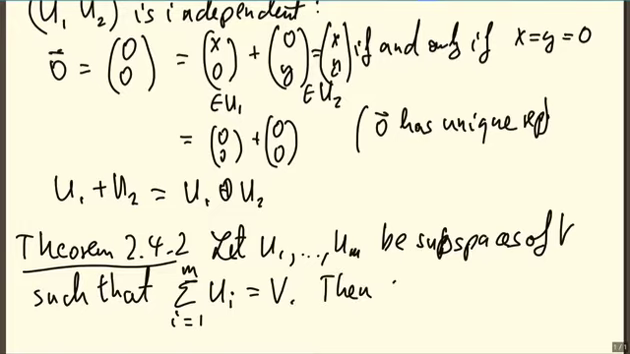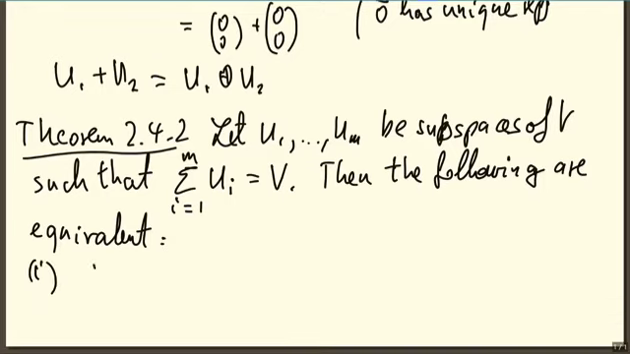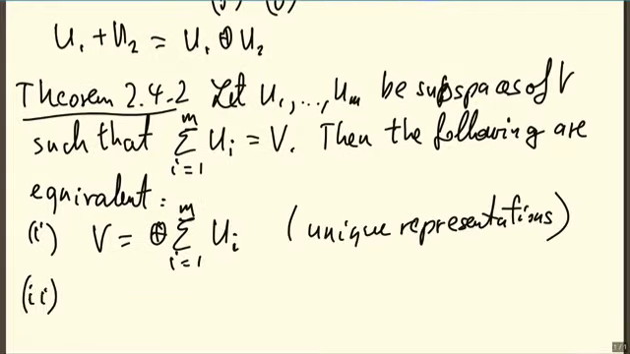Then the following are equivalent. One, that V is actually a direct sum, which means it has unique representation. And then the second, that's equivalent to the first. It's a little bit strange, so we're going to have to look at what it really means.